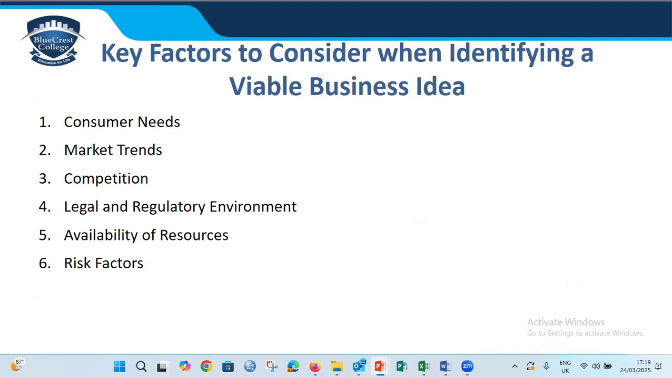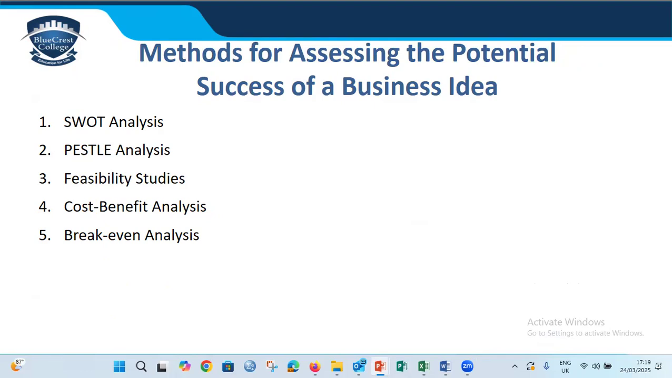You will also want to check the risk factors. Okay, what is likely to affect your company negatively? What is likely to make your idea not work at all? So these are some factors to consider when you are identifying a viable business idea. You have to check the consumer's needs, check market trends, check out what competition is doing, and find out the legal framework and the regulatory environment for that particular industry. Also check for the availability of resources as well as the risk factors that can affect your idea negatively.